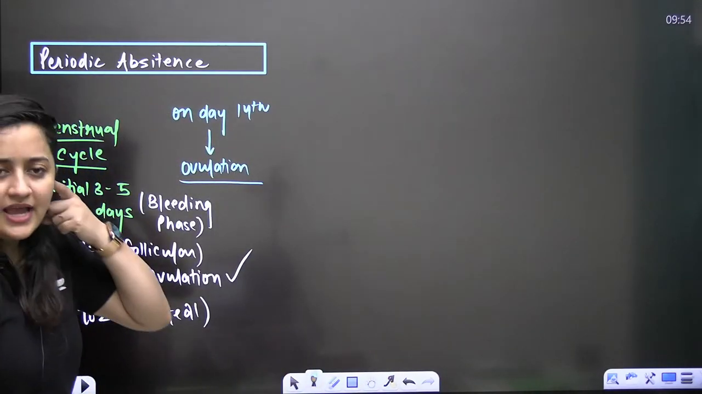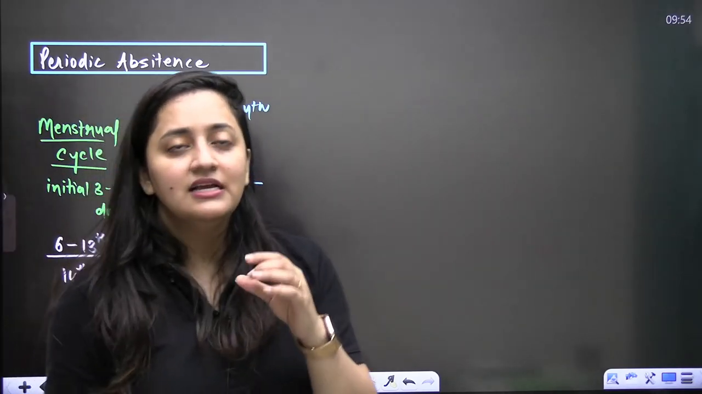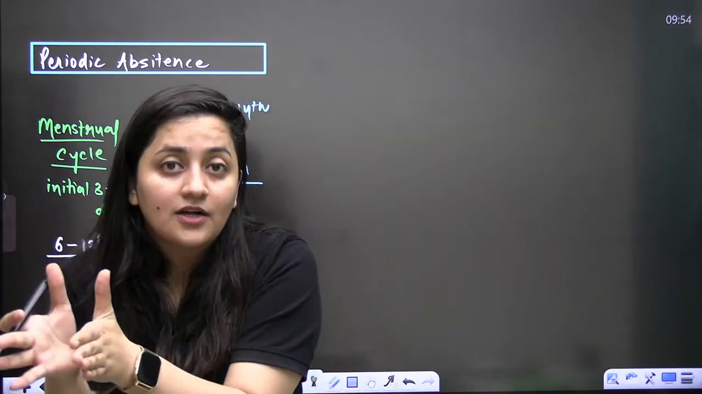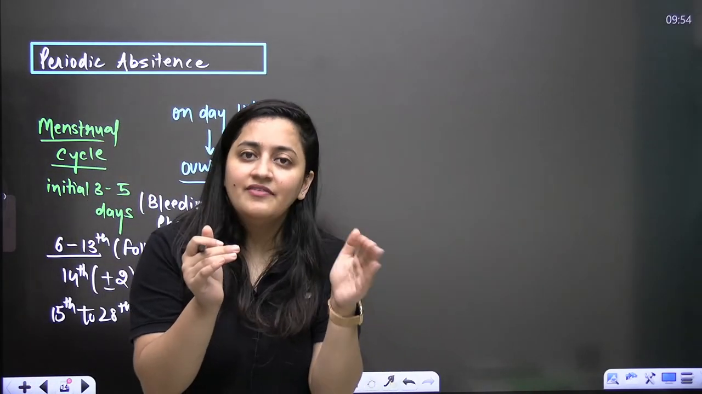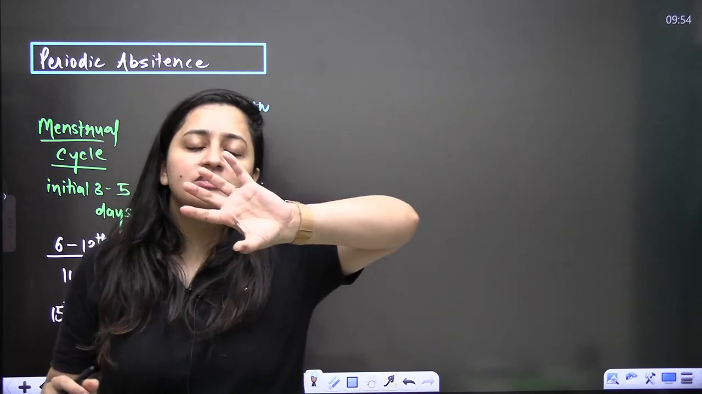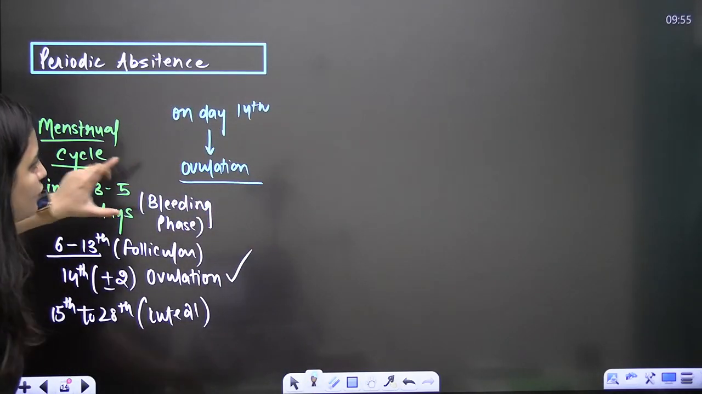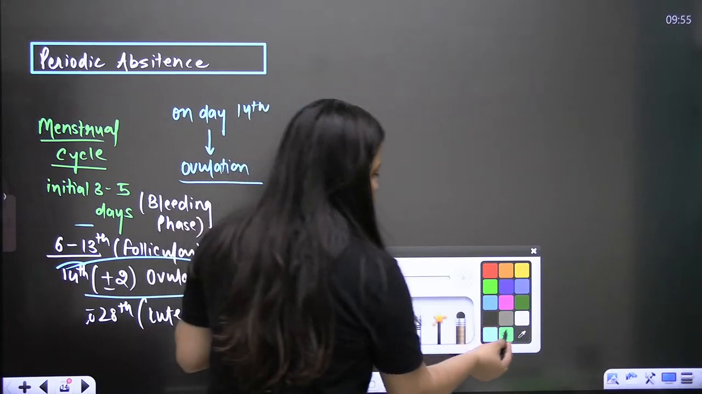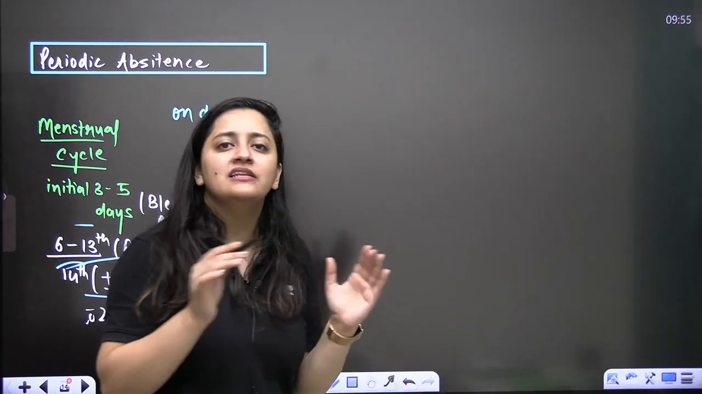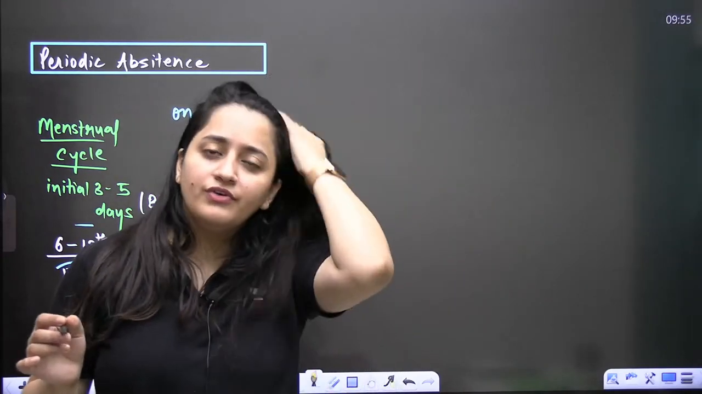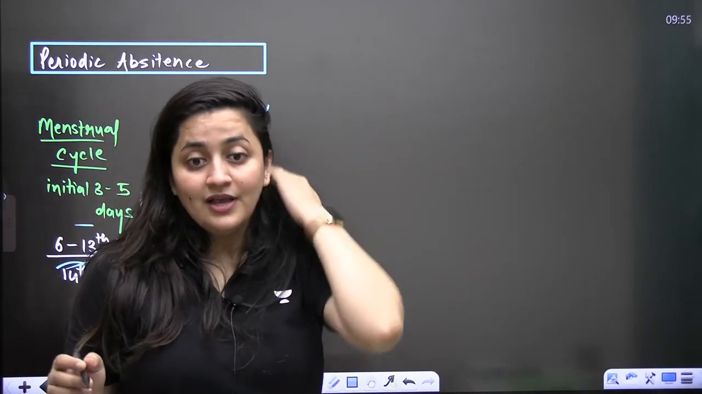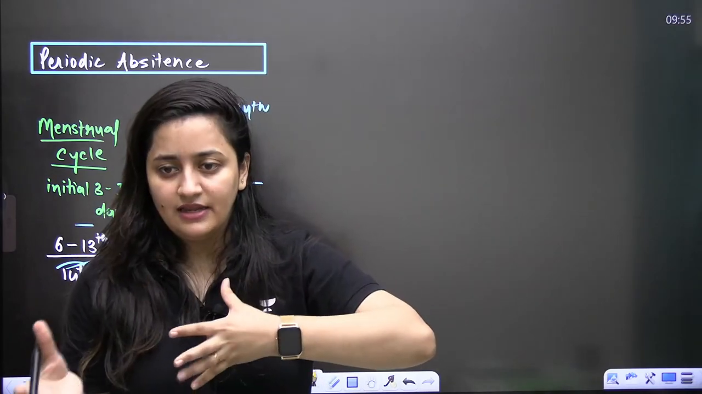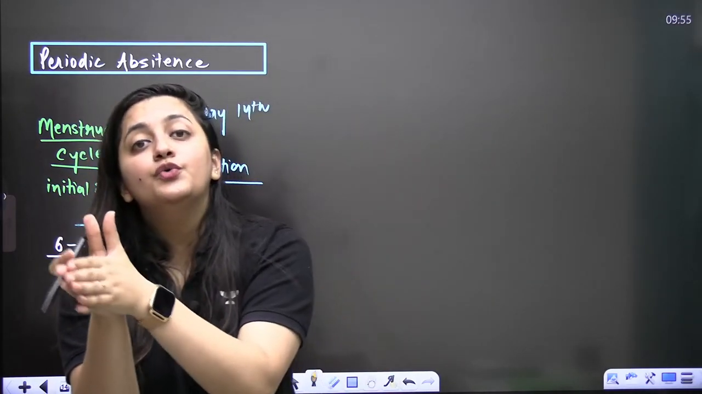So now, in periodic abstinence, which is the safe method or the rhythm method, the couple will avoid sexual intercourse. First of all, I will tell you about the unsafe period. You know that on the 14th day there will be ovulation, and you can consider plus minus 2. We say that ovulation happens on the 14th day, but it is not surely the 14th. It can be the 12th, 13th, 14th, 15th or 16th day. So obviously they should avoid sexual intercourse during that period.